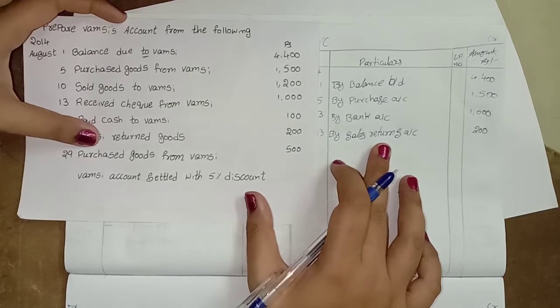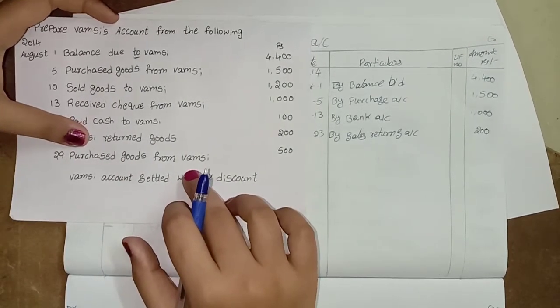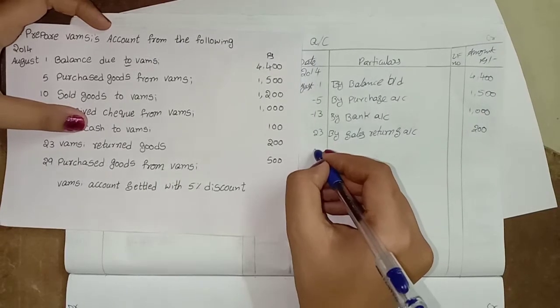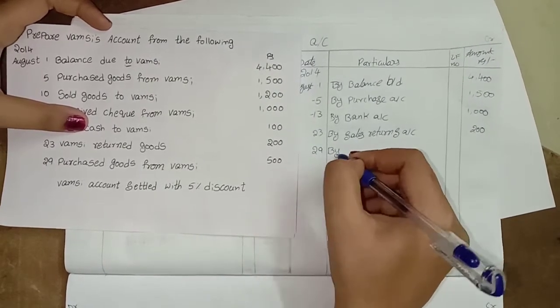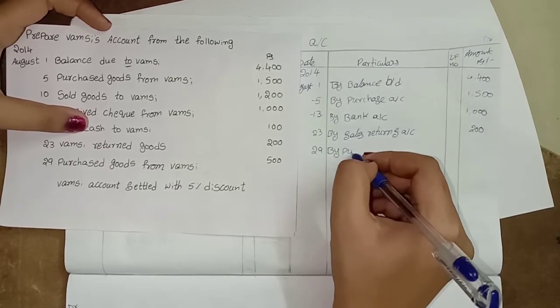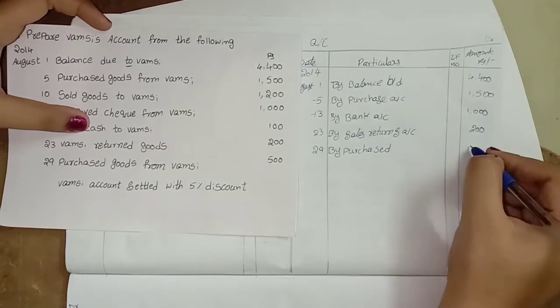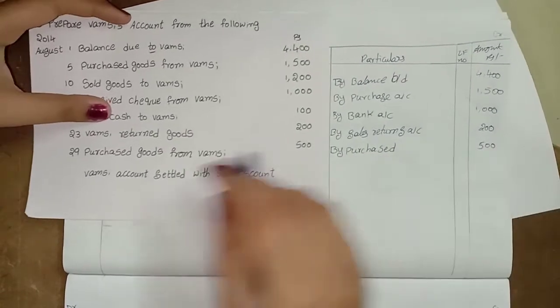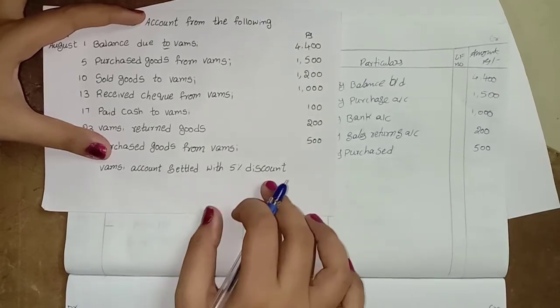And next, purchased goods from Vamsi. So we have purchased the goods from Vamsi. So purchase account debtor to Vamsi account. So Vamsi in credit side, we have to enter purchase in credit side, 500. Here Vamsi account settled with 5% discount.